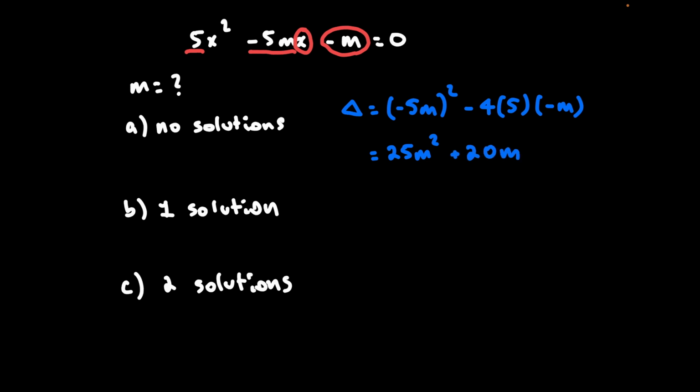Now, our discriminant doesn't equal a number, it equals an expression. So what do we actually do here? Well, what we can say is if we know there are no solutions, that means our discriminant will simply be less than 0. Our discriminant will be less than 0.